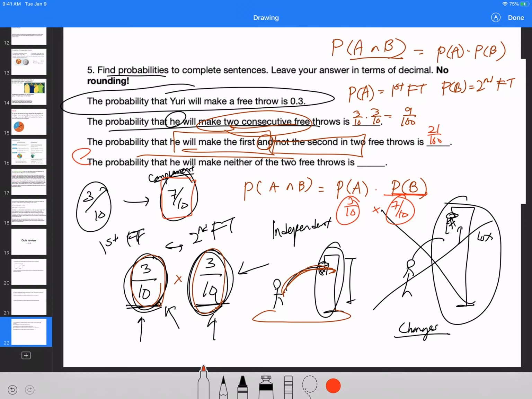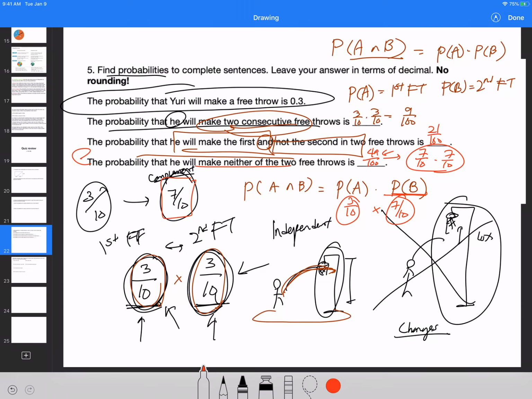Take a look at this and pause the video and try to solve this on your own. And play it again once you're ready. I hope you have your answer to be 49 out of 100, because that neither of the 2 free throws is made is 7 out of 10 times another 7 out of 10. So 7 times 7 should give you 49.